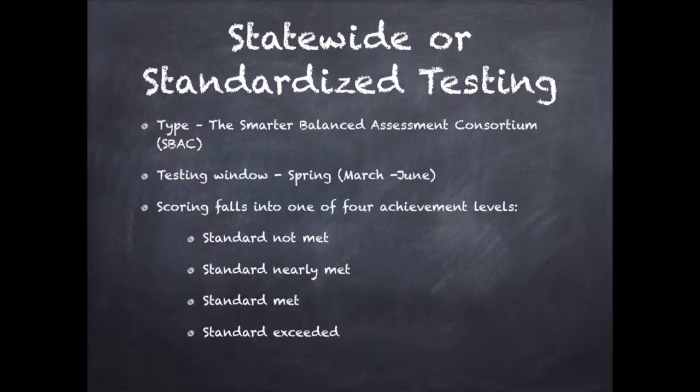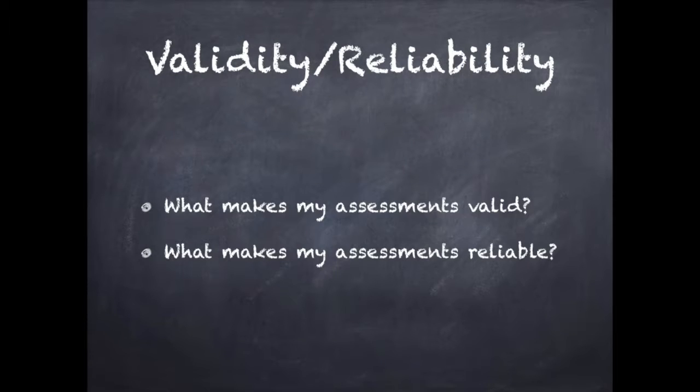I will be focusing on the Smarter Balanced Assessment Consortium that will be offered in March through June. The Smarter Balanced Assessment provides parents, students, and teachers with information about where students are excelling and where they are having difficulties, so that the results can be used to help improve instruction. It tests your child for English language arts, literacy, and math. The tests are administered each spring during a 12-week window between March and June. Overall, scores fall into one of four achievement levels: standards not met, standards nearly met, standards met, and standards exceeded.